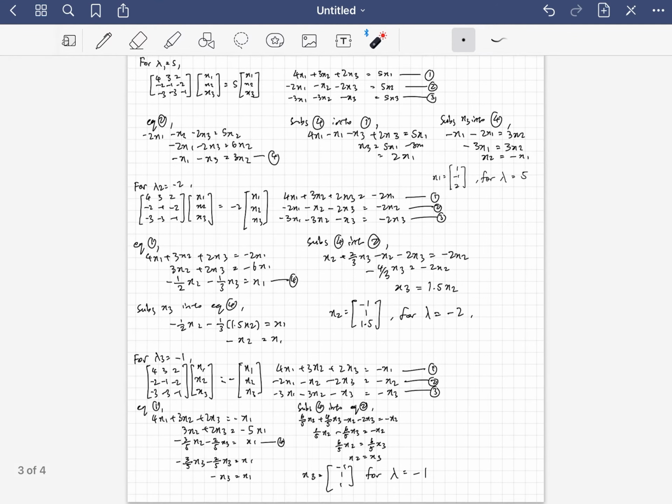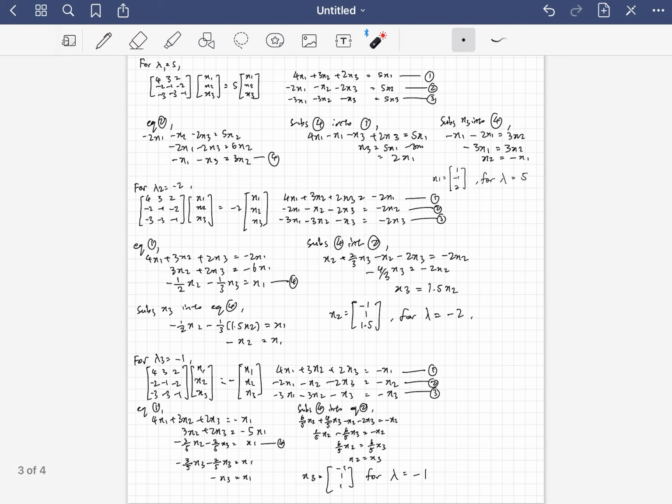The next is lambda 2, which is negative 2. At the same, rewrite the matrix and expand the equation. 4x1 plus 3x2 plus 2x3 equals negative 2x1. Negative 2x1 minus 2x2 minus 2x3 equals negative 2x2. Negative 3x1 minus 3x2 minus x3 equals negative 2x3, for equations 1, 2, and 3.